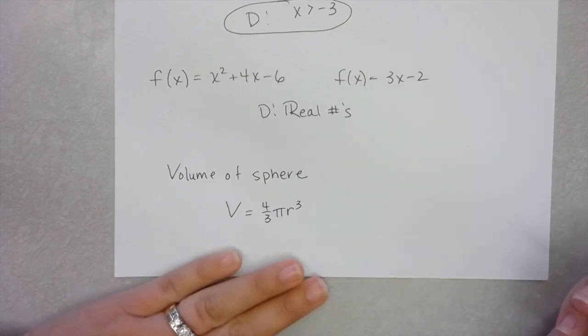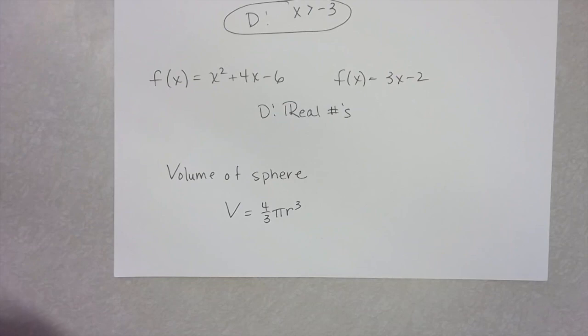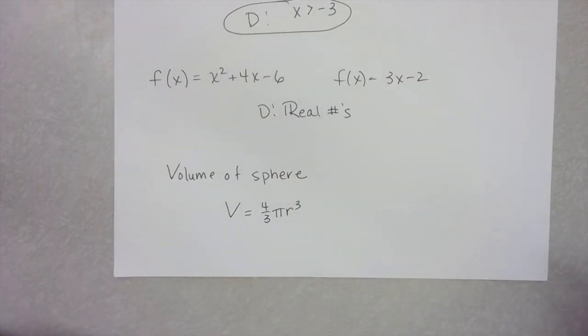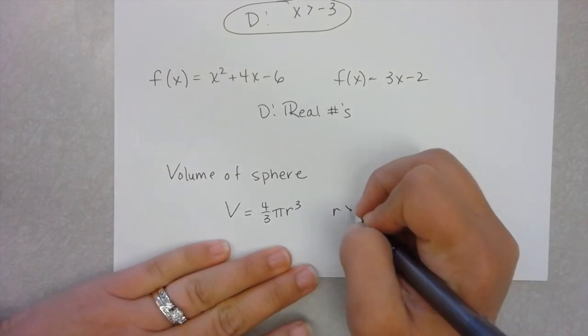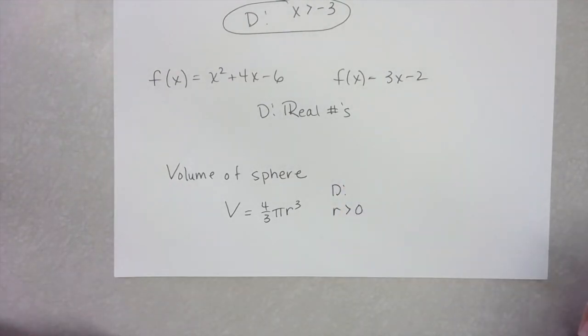So this is one of the implied ones, where if I just looked at this and had no idea what it was, I would say, oh, there's no domain restriction because there's no square root and no division by a variable. But it is the volume of a sphere, and I can only have a sphere if I have a positive radius. So in this case, r greater than 0 is my implied domain.